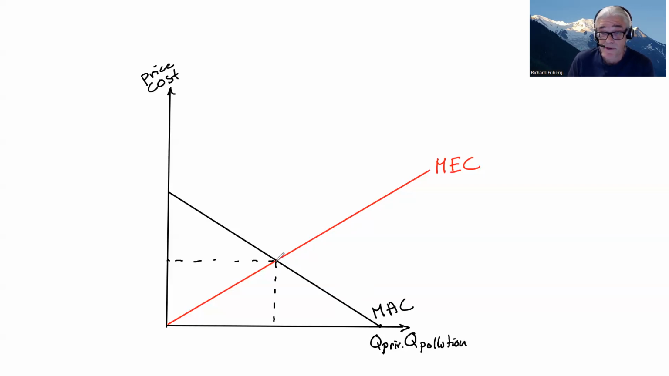So how would we reach this point? Well, we can reach it essentially in two ways. We could think of a quantity regulation where in some way we're saying that this much can be produced. We call that Q opt. Or we could have a price regulation where we're saying that this price of polluting is what we're deciding on.